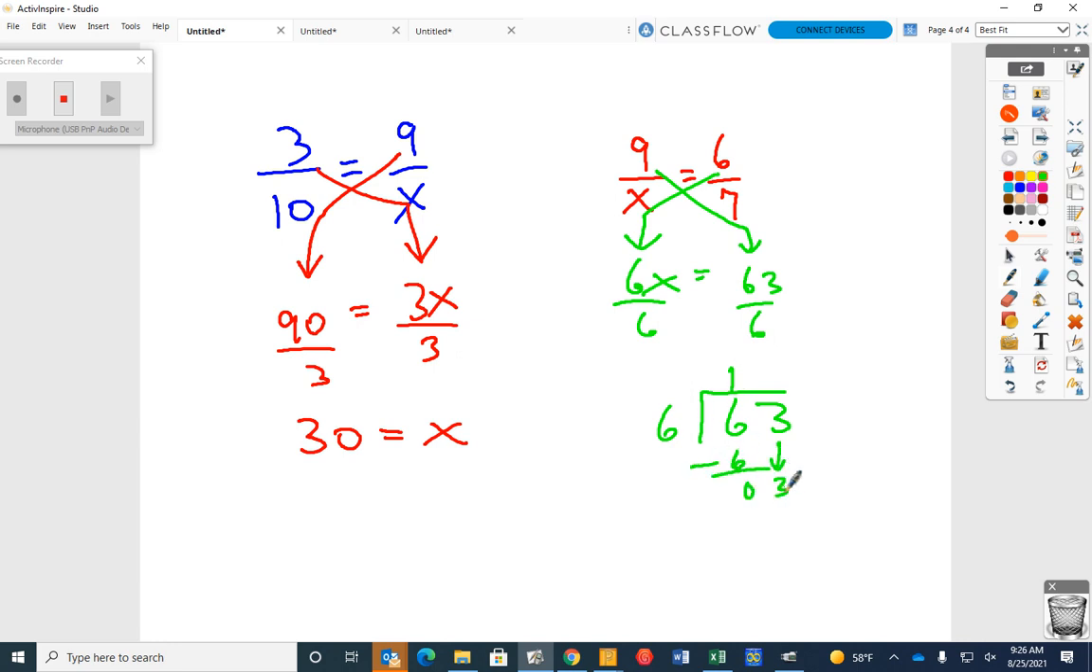Now, when I have a 3 here, can I put 6 into 3? What can I do to make that 3 bigger? Add a decimal up here and add a 0 because it doesn't go in. So I put a 0, then put my decimal. How many 6s go into 30? 5. Did it terminate down here? Did I get a 0 down here? Yep. So what's my answer? X equals what? 10.5. Does that make sense?